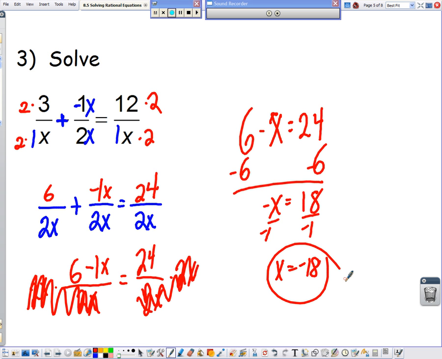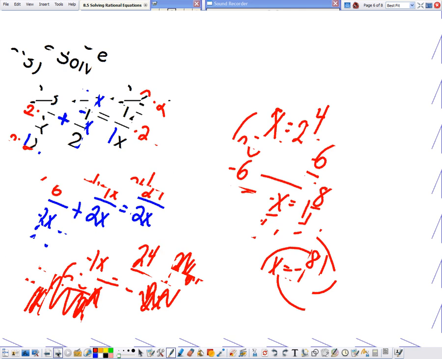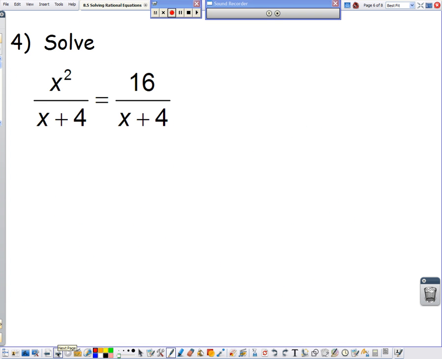Okay. All right, example number 4 is x squared over x plus 4 equals 16 over x plus 4. And if you look at your denominators, you find out that, hey, these are already the same. So we just need to get rid of them out of the bottom. So I got to multiply by x plus 4, and voila, those cancel. Multiply this one times x plus 4, and voila, those cancel.